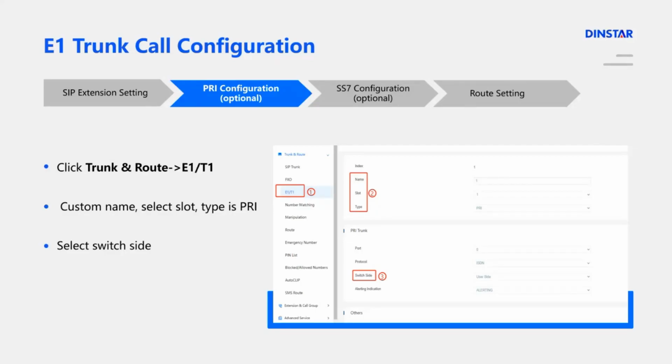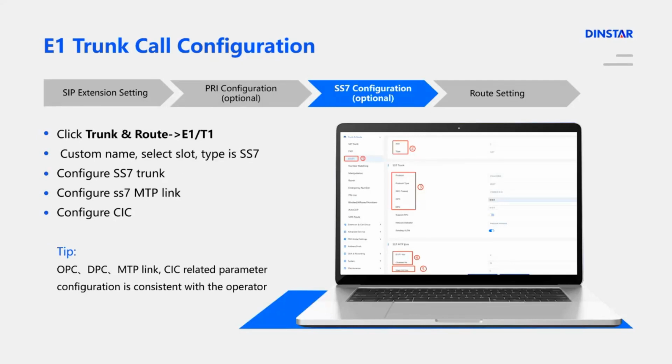And if we use the SS7 signal, we have to configure its parameters. We customize the name and select the slot, and we choose the type as SS7, and we configure the SS7 trunk and SS7 MTP link, and configure the CIC. These related parameters must be consistent with the operator. And it's very critical for the connectivity.